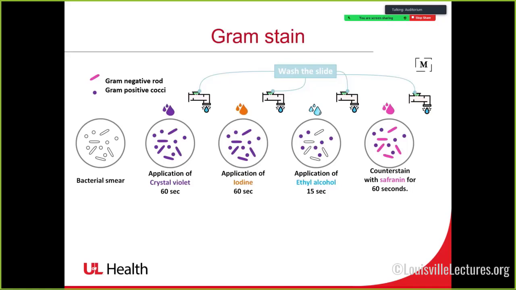Now with gram-negatives, they have a much thinner peptidoglycan layer. It's very easily washed out and counterstained. And then this last step, the safranin, is a reddish pinkish color. That's why you get your gram-negative organisms being that color. And this is very easily visualized.